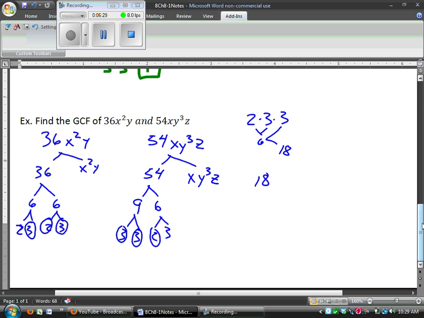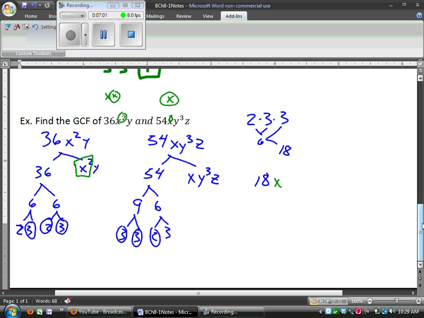Now, when I look at the variables, it's very easy to pick out what they have in common. The 36 has 2 x's because of the exponent. 54 only has 1 x. Okay, if there's no number there, remember it's only 1. So how many can they share? The most that they can share, if there's 2 x's over here and 1 x over here, is 1x. So I know that 18x is part of it.